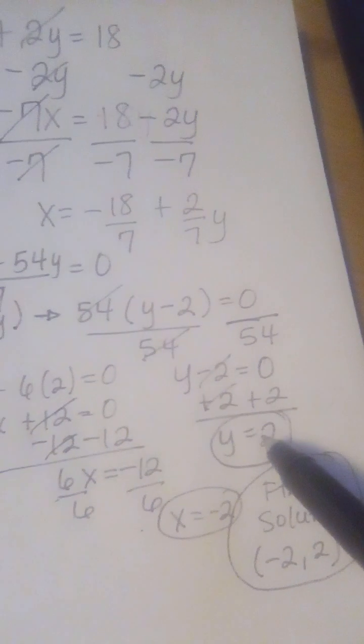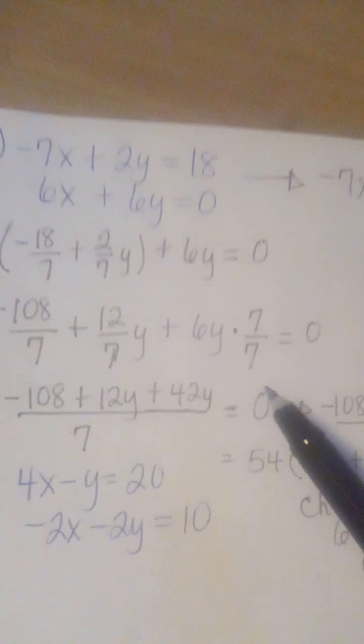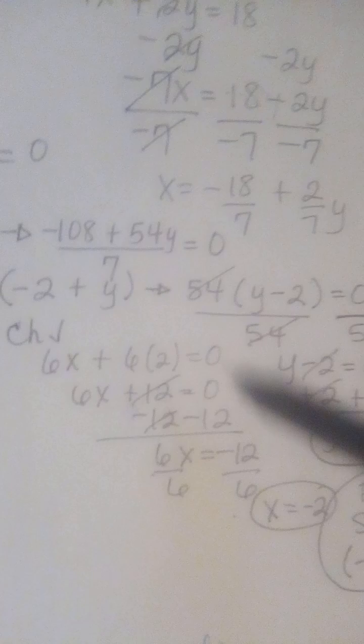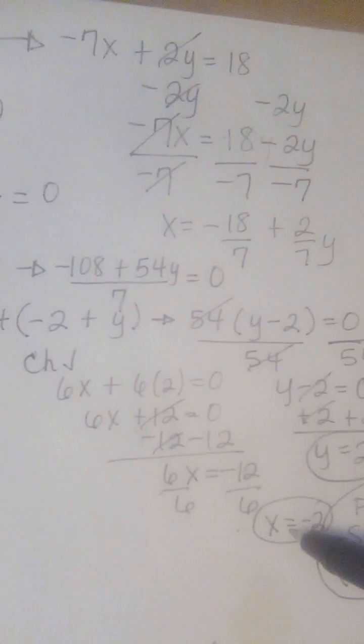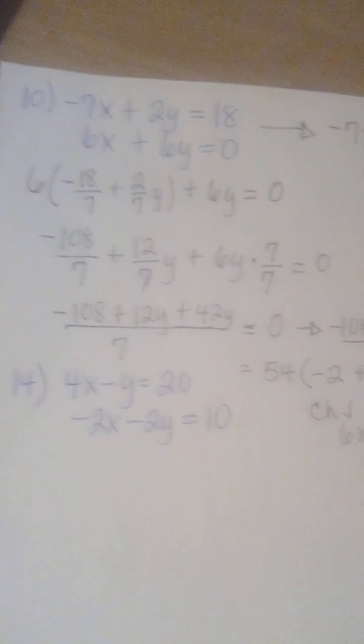Once you have y, then you could substitute in any of the original equations. In this case, I did the 6x plus 6y equals 0, and this is the final solution I came up with. I hope I didn't cause any more confusion, but I apologize ahead of time. On that note, any more questions on number 10? It's a little bit long, to say the least, right?